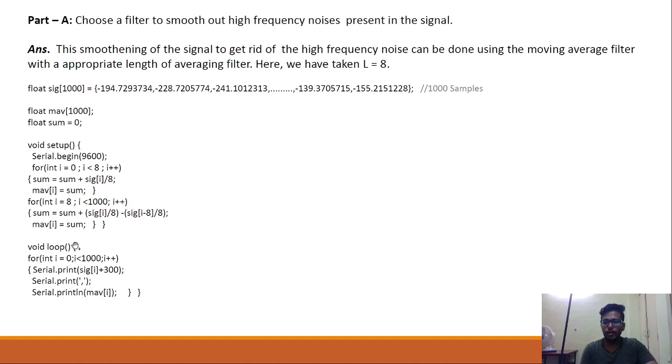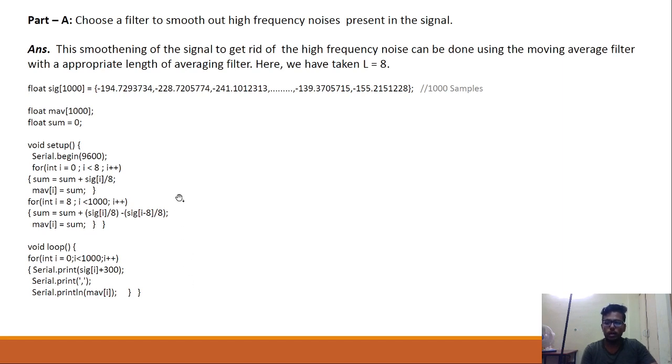Now we are going to print it. For printing, we go to the void loop part of the Arduino program, and in that we initialize a loop from I equal to 0 to 1000, and then we start printing our values. We first print our signal and then we print the output of the moving average filter. For printing, we use the Serial.print command, and we separate those two by a comma so that we can plot it using the serial plotter. Then I used Serial.println, which is used whenever we want the next value to be printed on the next line.